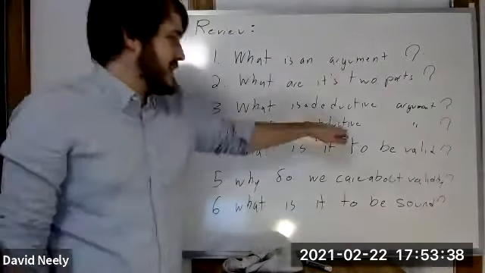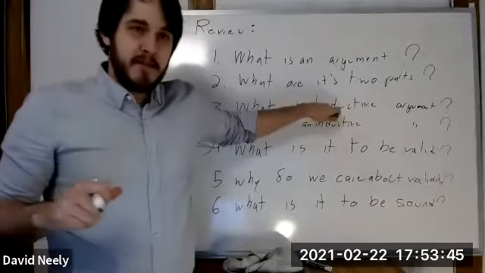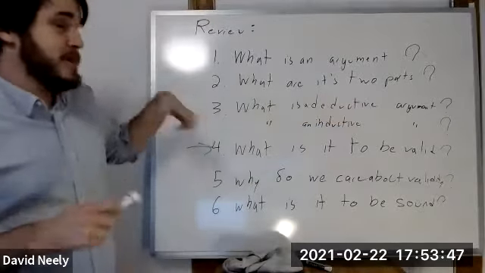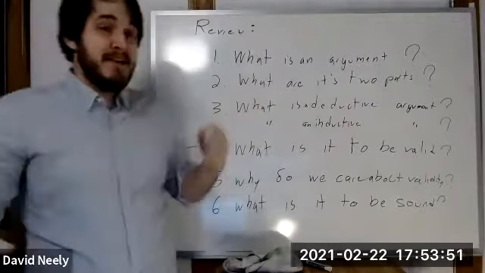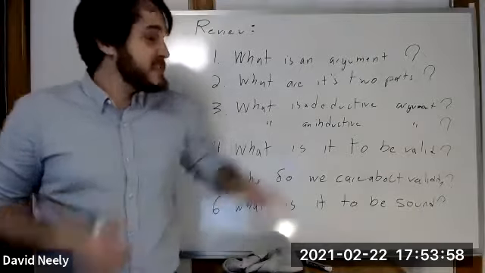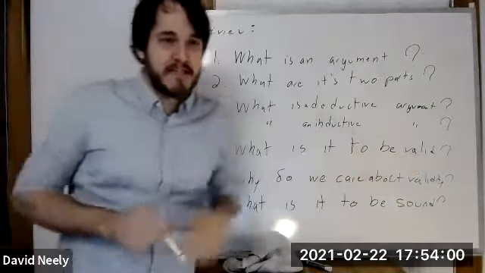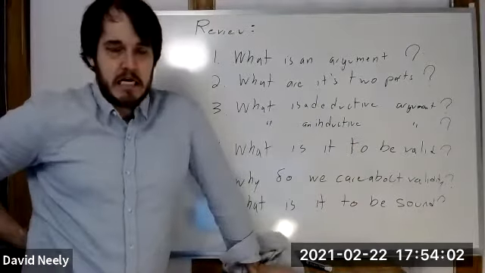Now, validity is an idea that applies to deductive arguments. These are arguments where you begin from things that are true, and if it's a good argument, your conclusion is guaranteed to be true. So what is meant by validity? What is it for an argument to be valid? This is really what we're going to be focusing on a lot more this time. But how did we define it last class?